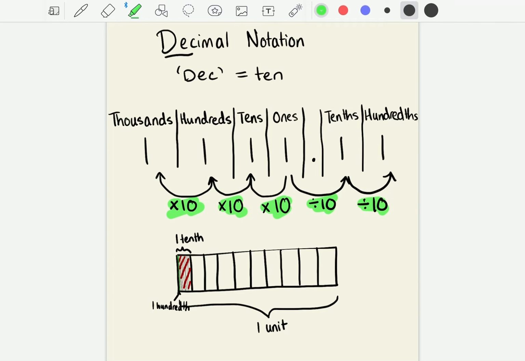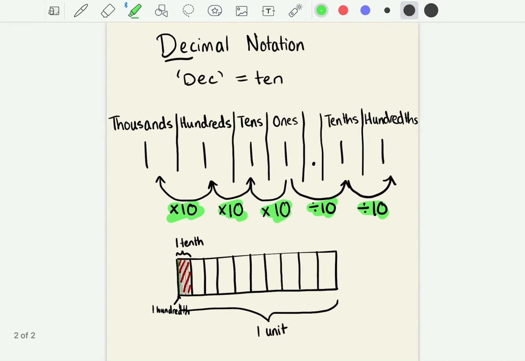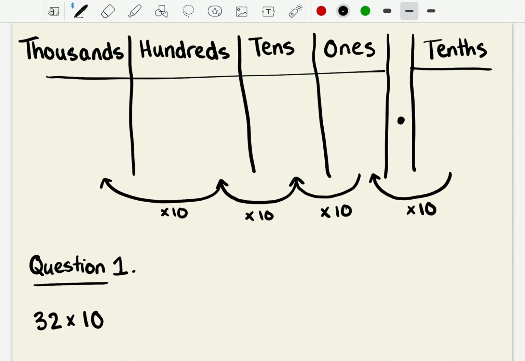So that's actually going to be really helpful for us when we want to multiply by 10. If I want to multiply a number by 10, I just have to move all my numbers to the left one. If I want to divide a number by 10, I just have to move all my digits to the right one. So I'll show you how that works. All right, so let's have a look at an example question now.